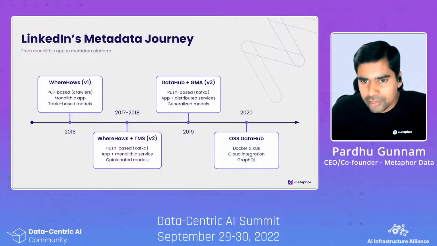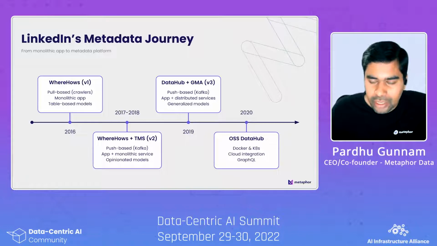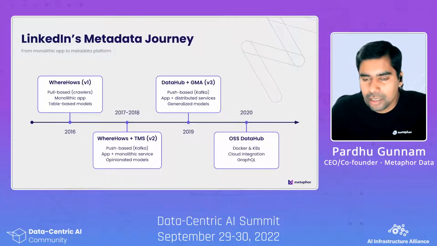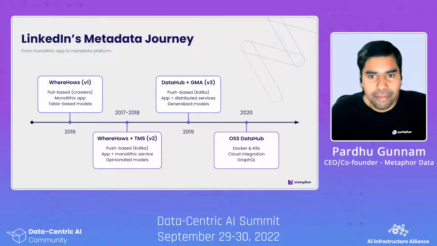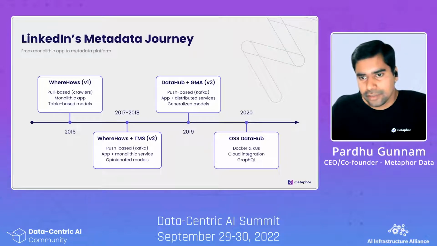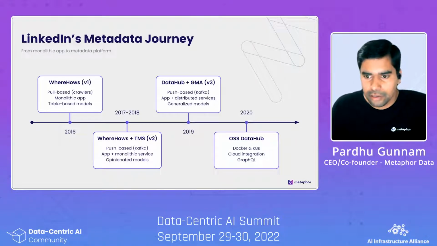So this is still push-based. The app operates on its own. In fact, multiple apps started popping up to serve from the same metadata platform. This is very similar to the modern metadata platform I've been talking about so far. In 2020, we also open sourced it, thanks to LinkedIn's open source culture. We open sourced it under the name DataHub, and the rest is history. In fact, right now, DataHub is one of the most popular open source projects in this domain across the industry.